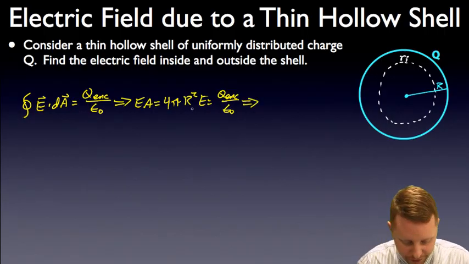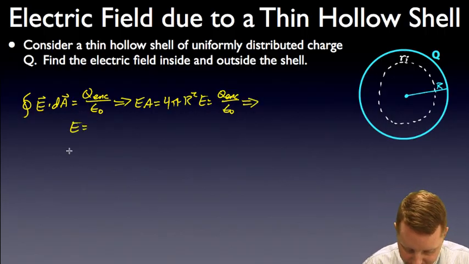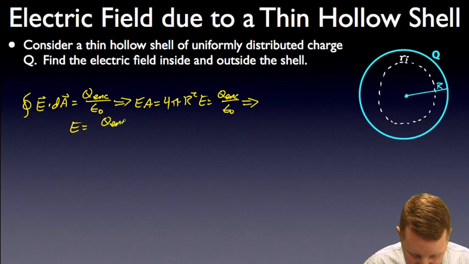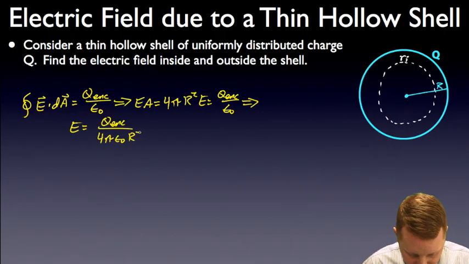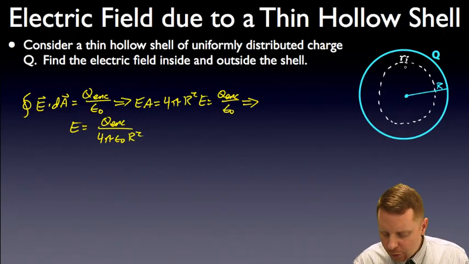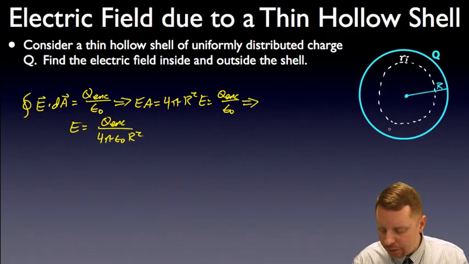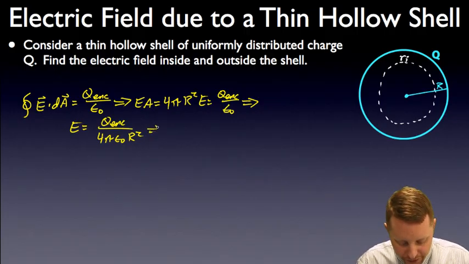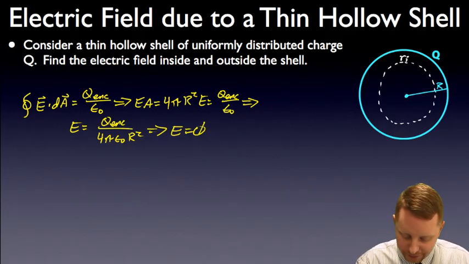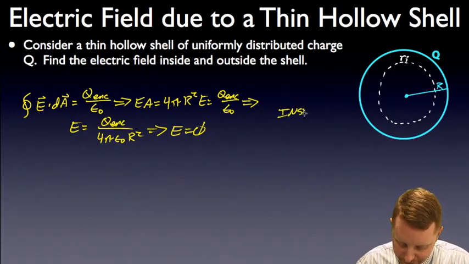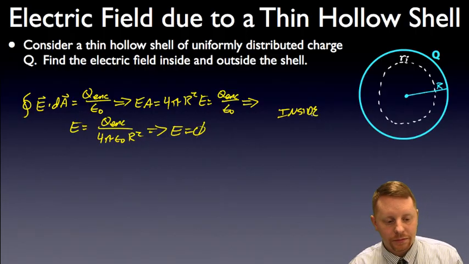Therefore, if we solve for the electric field, E is just going to be Q enclosed over 4 pi epsilon naught r squared. But what's the charge enclosed by Ri, by our Gaussian surface here? Well, it's got to be 0. There's no charge enclosed. The charge is only on the shell. Therefore, the electric field inside equals 0. So this is for inside the shell.